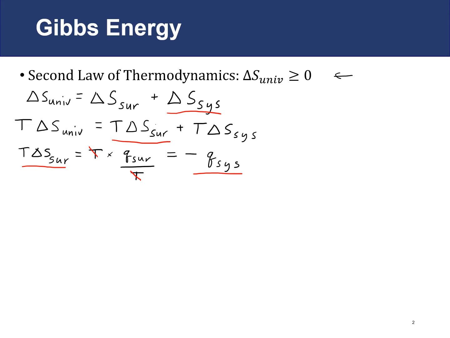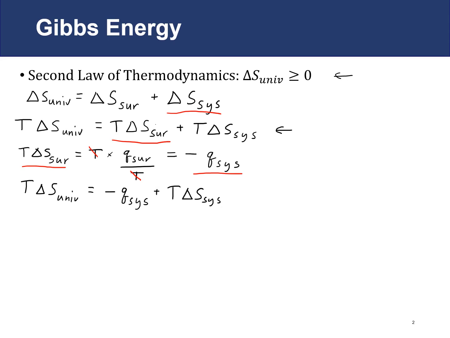Measuring things coming in and out of our beaker or our container is fairly easy to do, and so we can actually infer the change in the entropy of the surroundings by monitoring the energy flow in and out of our system. We can take this, plug it back into our equation here, and get temperature times the change in entropy of the universe is equal to minus Q of the system plus T times delta S of the system.